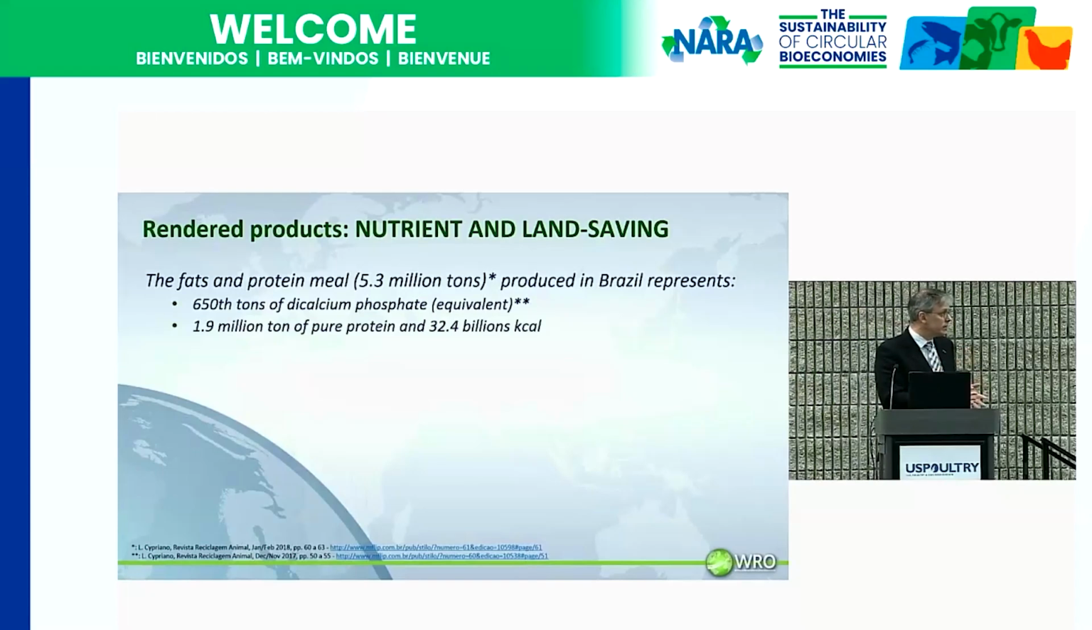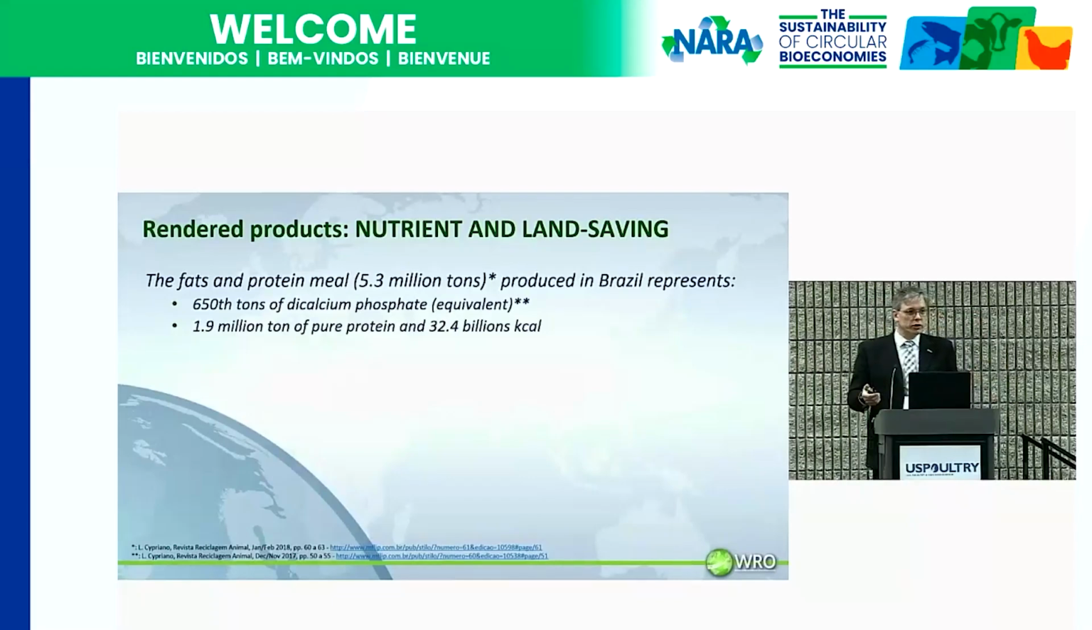So by existing, we do not just lower carbon footprint. Maybe our major action is recycling nutrients. I did some calculations regarding Brazil, how much we recycled, about 550,000 tons of calcium phosphate. Yeah, meat and bone meal is rich in phosphorus. And this is the amount we recycle yearly in Brazil. We also recycle about 1.9 million tons of pure protein and 32.5 billion kilocalories a year in nutrients.